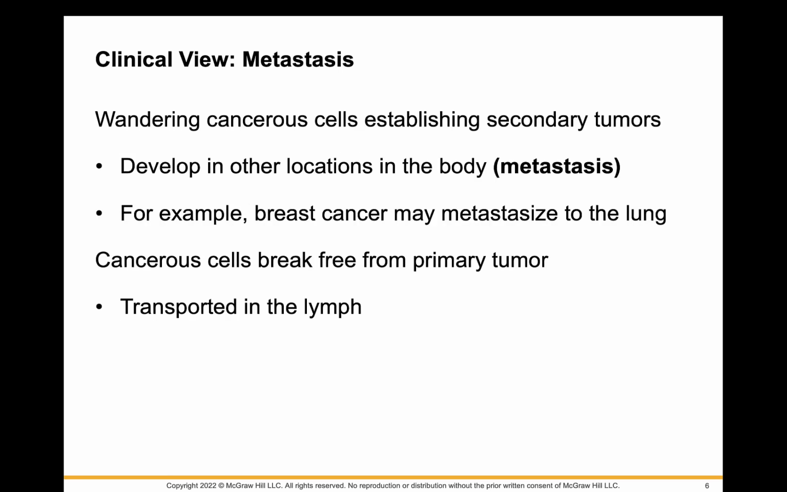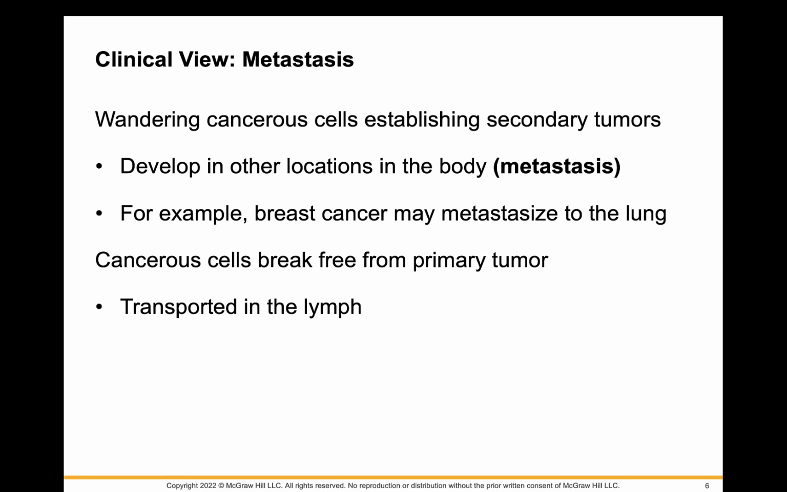Now, one thing that we may have heard of previously is this term metastasis. This is specifically related to how cancer can spread to other parts of the body. Basically, you have these cancer cells and they make their way through the lymphatic system, and they will start or form a secondary tumor. So the process of this happening is metastasis.